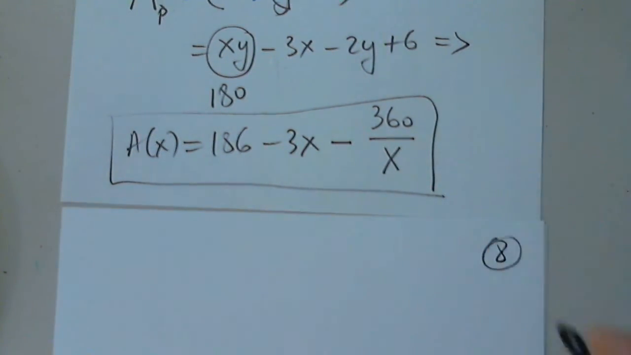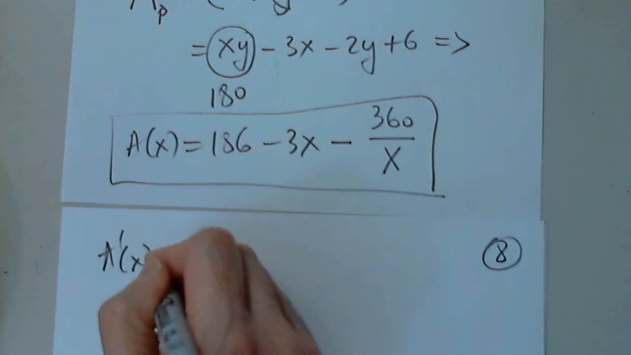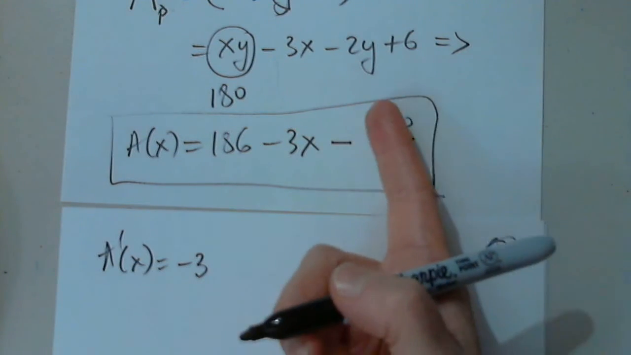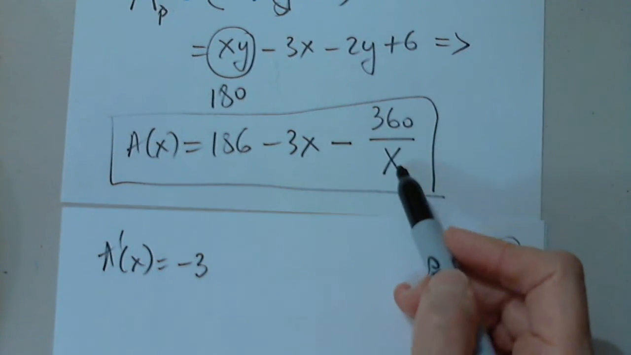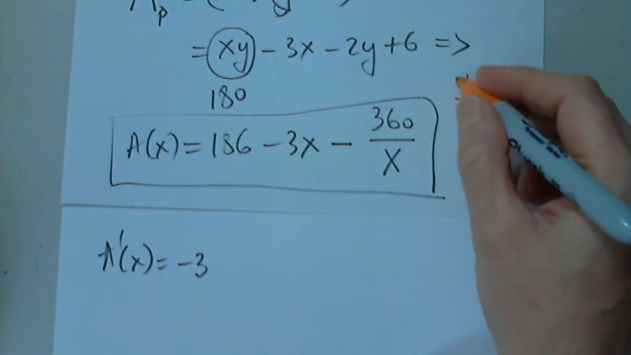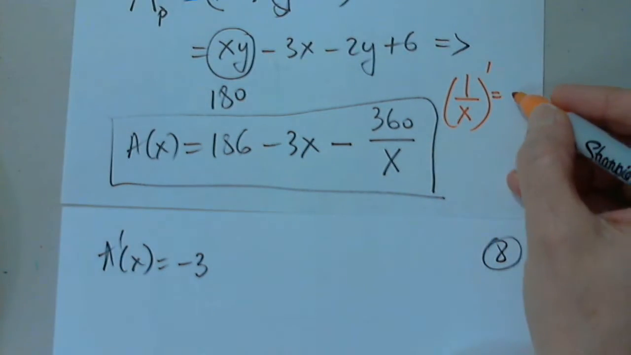Find the derivative. Very good. A prime of x. This is nothing. This is -3. Can anyone give us the derivative of this? -360 over x. I'm always hoping that my students will remember this because this is super important. How much is 1 over x prime?